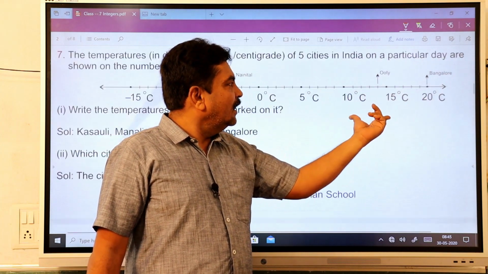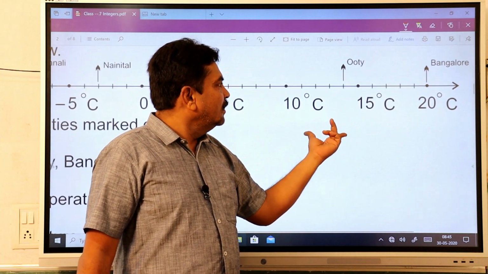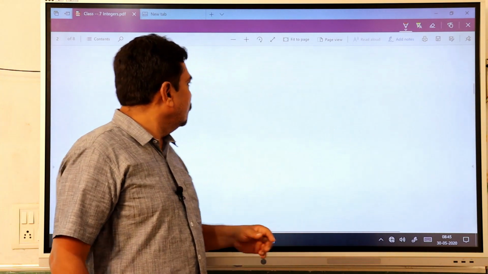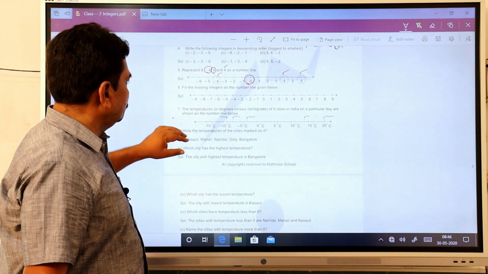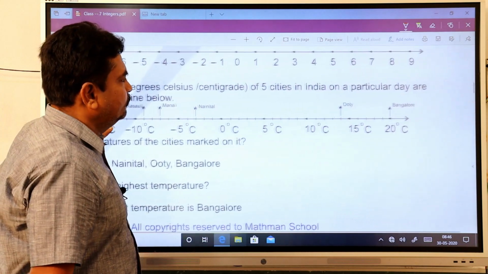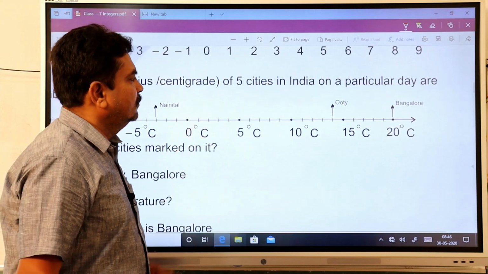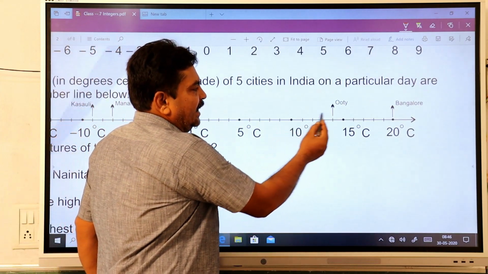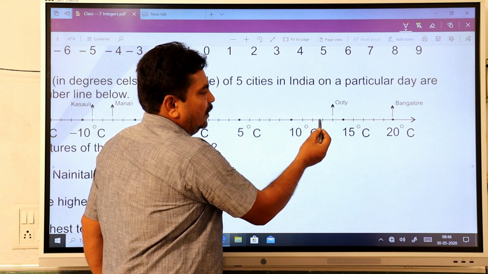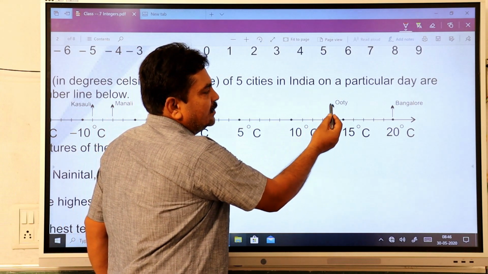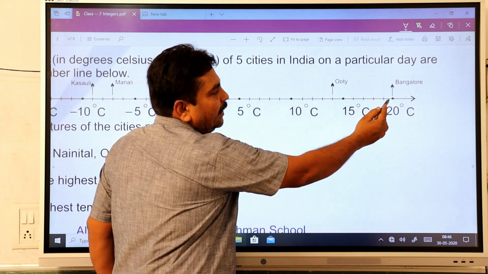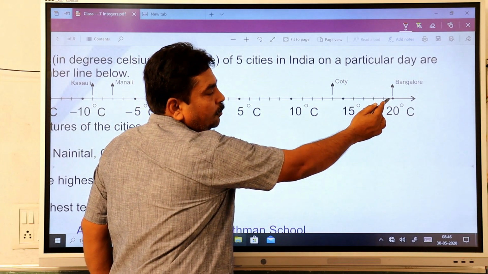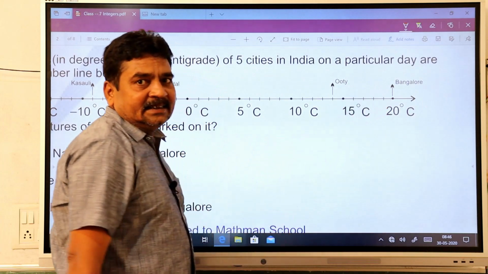See here, I'll just zoom it here. See, Ooty is here, that is between 10 and 15 we have 11, 12, 13, 14. So Ooty is how much? 14 degrees centigrade. Similarly, Bangalore is given on this point, that is 20 degrees.